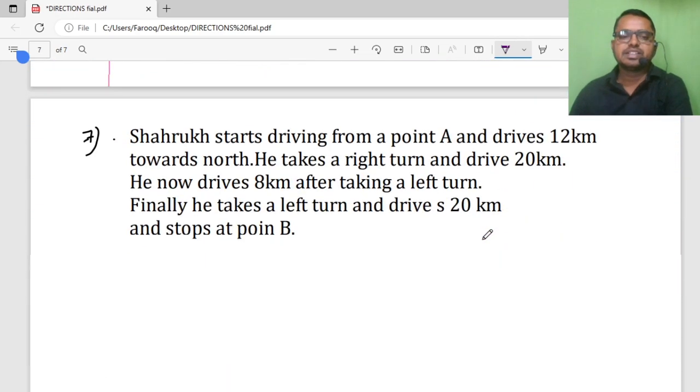Next, Shahrukh starts driving from a point A and drives 12 km towards the north. He takes a right turn and drives 20 km. He now drives 8 km after taking a left turn. Finally, he takes a left turn and drives 20 km and stops at the point B.